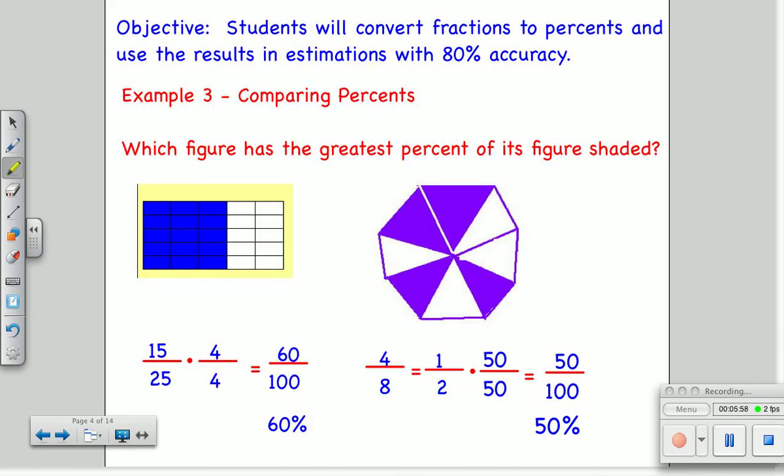Example 3, comparing with percents. Okay? So I want you to draw this figure here. You're drawing a box. And actually, I'm going to need to see that, so I'm going to erase part of that. Okay.